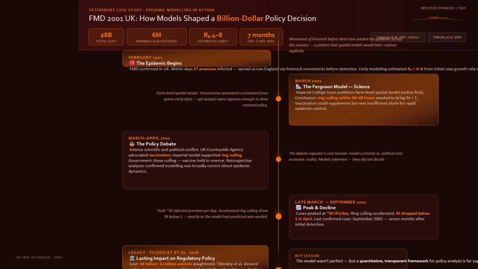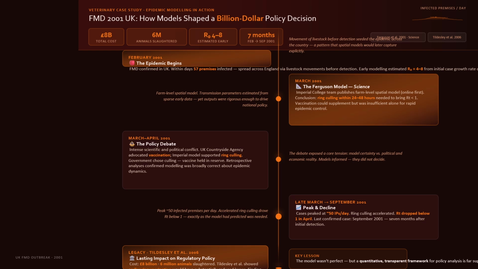Watch all of this play out in a real billion-dollar decision, the 2001 UK foot and mouth outbreak. In February, FMD was confirmed, and within days, 57 premises were infected. Livestock movements had already seeded it across the country before anyone detected it. Early modeling pegged R0 at 4 to 8.